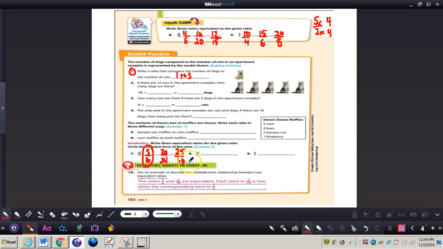So let's wrap up with the essential question check-in. It says use an example to describe the multiplicative relationship between 2 equivalent ratios. It says the ratios 2 to 5, and 4 to 10 are equivalent. Each term in 4 to 10 is 2 times the corresponding term in 2 to 5.